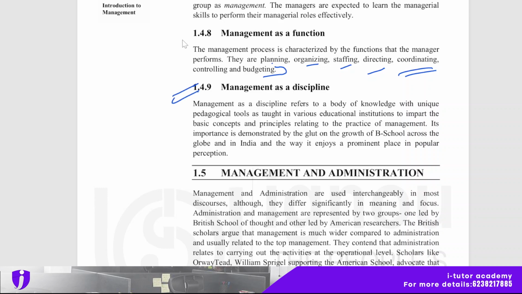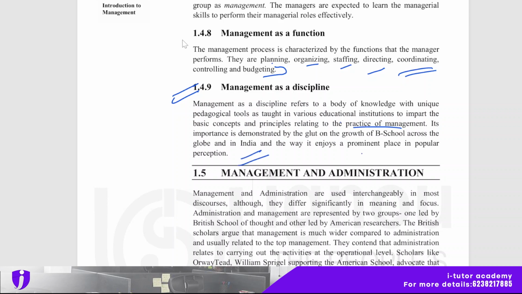And the last point of the characteristics is management as a discipline. Management as a discipline refers to a body of knowledge with unique pedagogical tools, as taught in various educational institutions, to impart basic concepts and principles relating to the practice of management. Its importance is demonstrated by the growth of B schools across the globe and in India, and the way it enjoys a prominent place in popular perception.